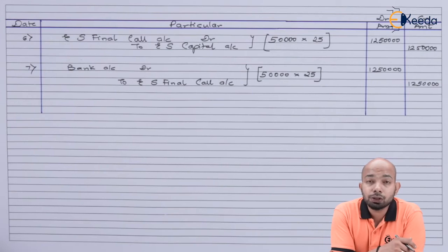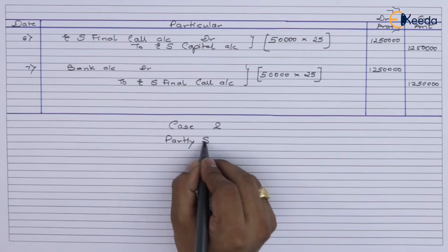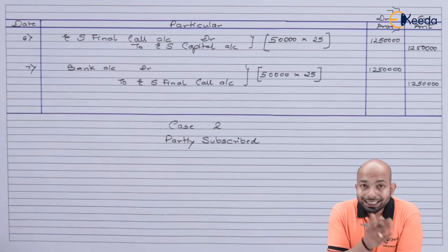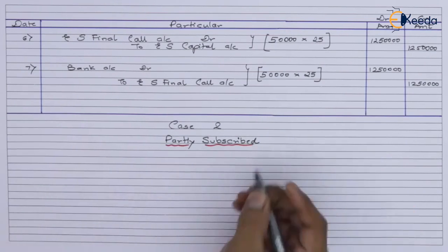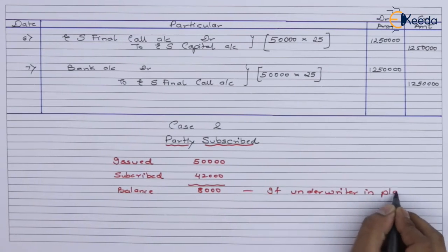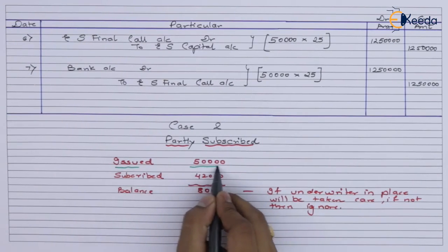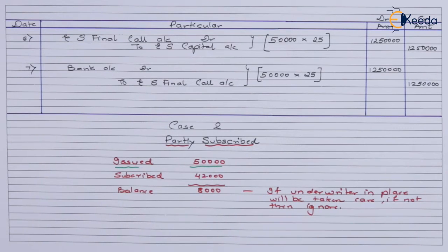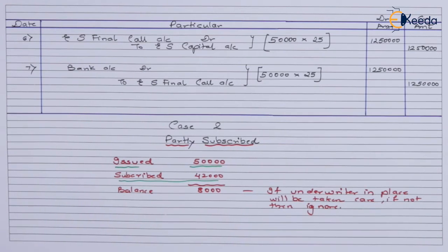The next case study refers to partially subscribed shares. Now, in this case, I'm going to explain the details of what we have to take care of. Here, the issued shares amounted to 50,000. Subscribed shares referred to 42,000. That means the balance is 8,000.